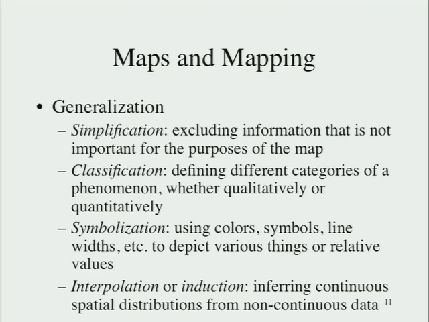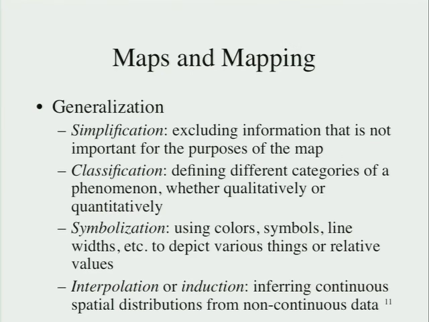A lot of work goes into assembling all that information, and even to depict it, you need to somehow make some classifications that are, in a sense, arbitrary, right? Why 2 and 4 and 6%, not 2.5 and 5 and 7.5, something like that, right? Those are decisions the map maker has to make. Symbolization, using color symbols, line widths, etc., to depict various things or relative values, right? So the dot for the capital city might have a little star in it. The dot for another city, a non-capital city, might not. These are ways of, again, depicting information, representing information visually.